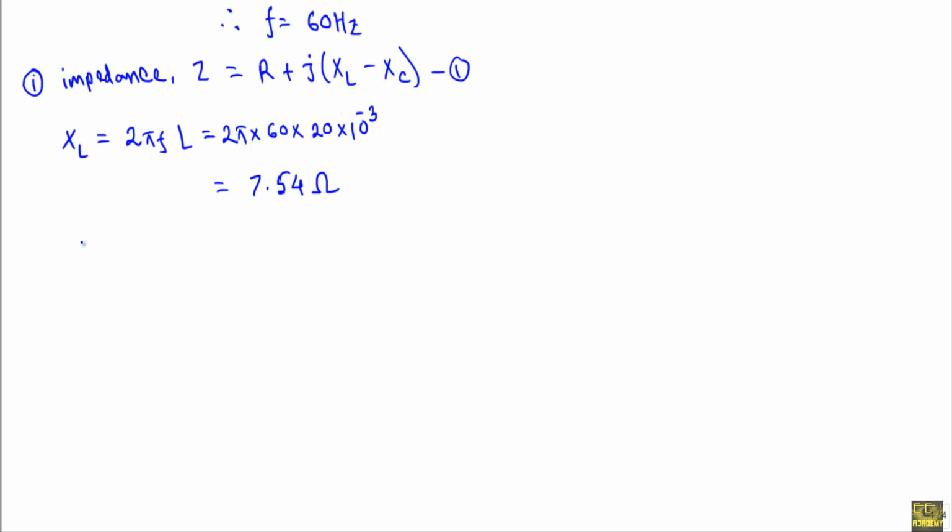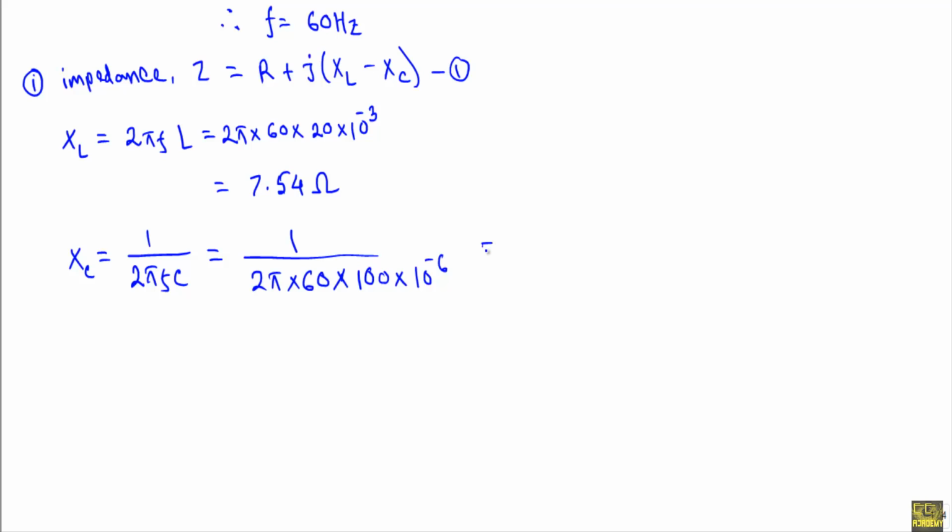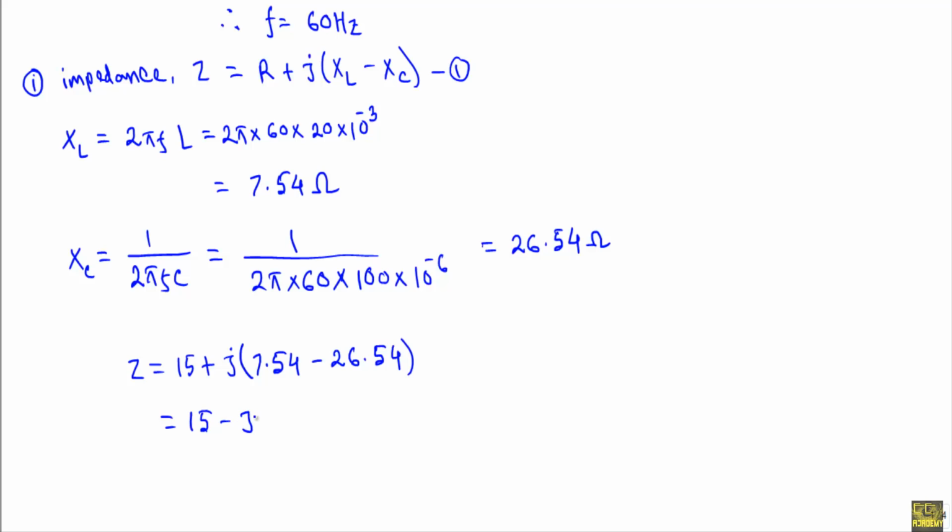This will be equal to 7.54 ohm. The capacitive reactance XC is 1 over twice pi f C, that is 1 over twice pi 60 into capacitance 100 microfarad, that means 100 into 10 to the power minus 6. So it will be equal to 26.54 ohm. So we know the value of impedance: Z equal to R, which is 15, plus j, here XL is 7.54, XC is 26.54. So the total impedance will be equal to 15 minus j19.